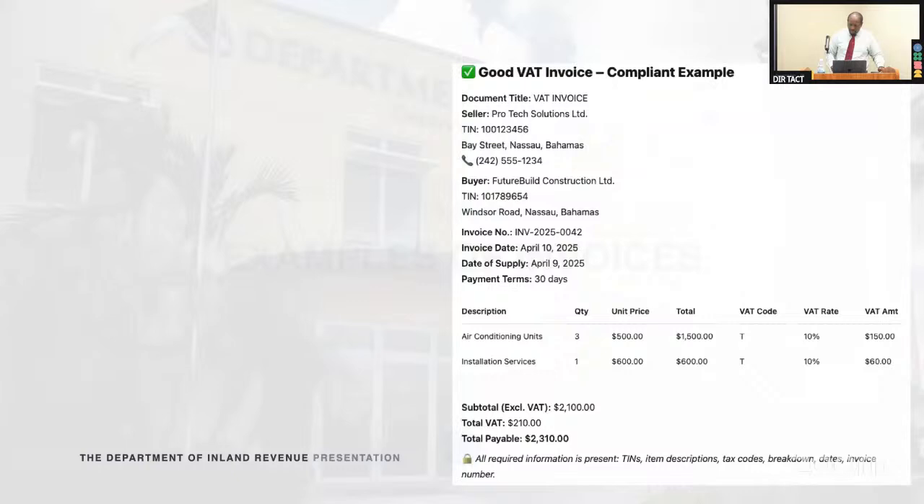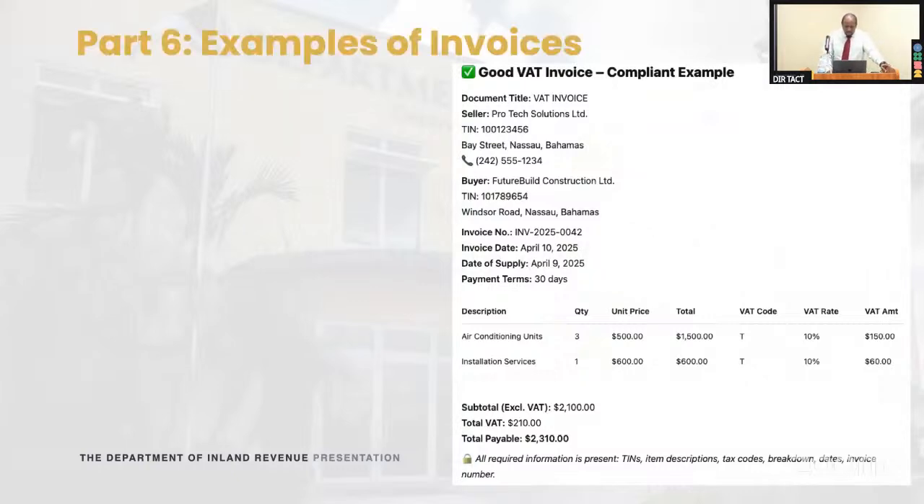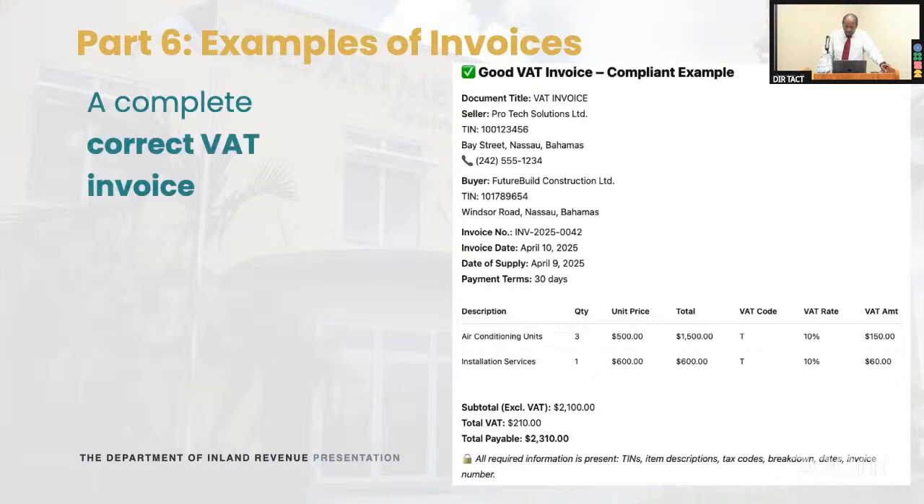So let's just look at some examples of invoices again. We basically went over the details, but let's look at it again. So this is another example of an invoice that's set up, telling you it's a VAT invoice. It gives you the name of the company, the company's TIN, the company's address, and the company's phone number, so you can call them and tell them about all the wonderful things that they've done.